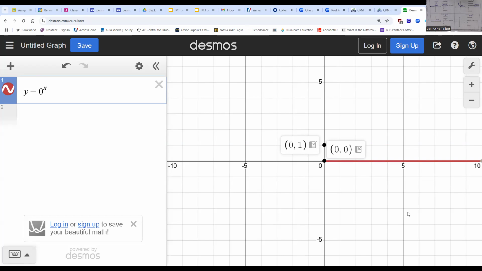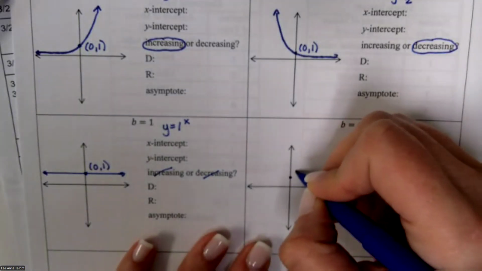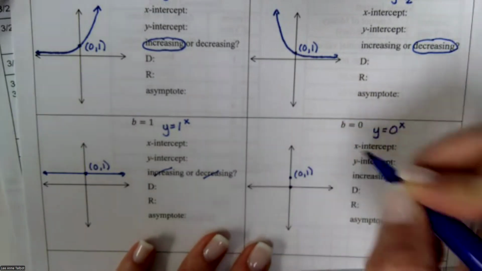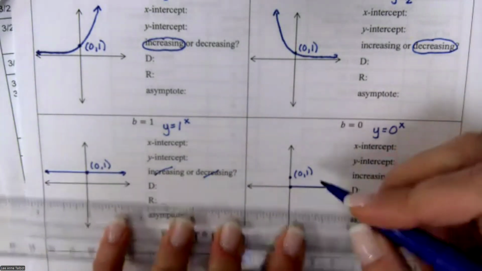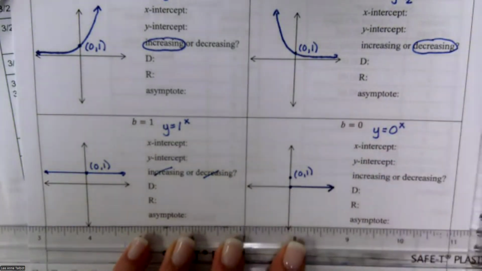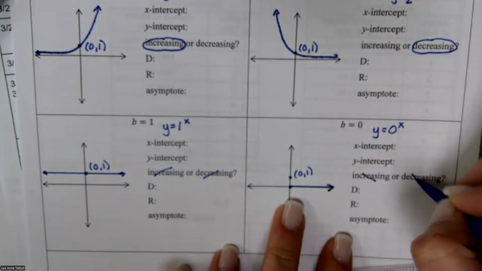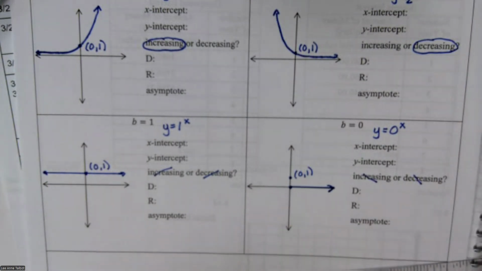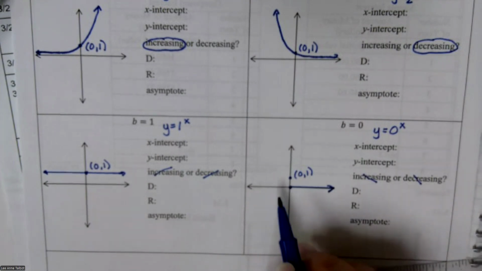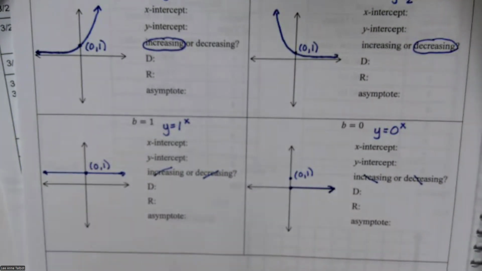So we have 0, 1, and then we have 0, 0, and then a ray that goes off this way forever. Also not increasing or decreasing. And notice this one's not a function because it fails the vertical line test right there. Okay, now we already know these last two are going to be weird.